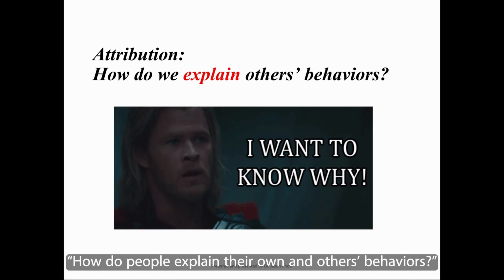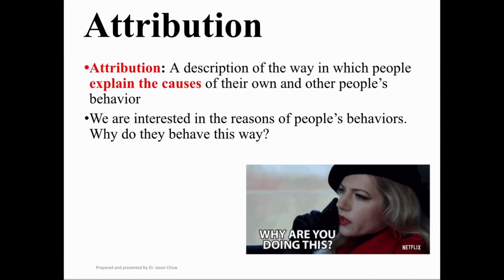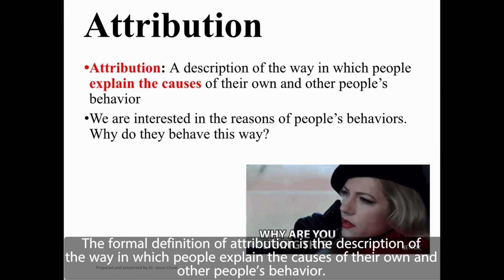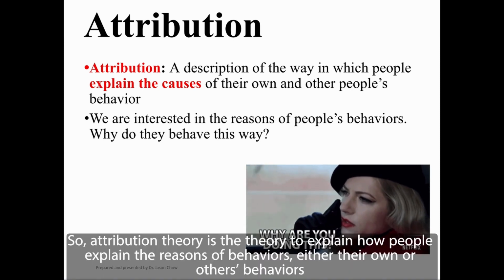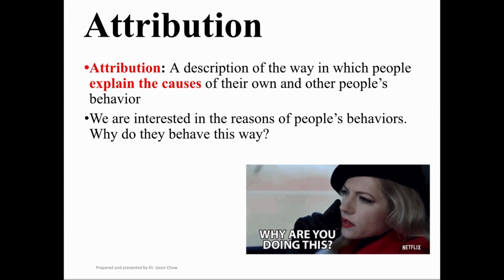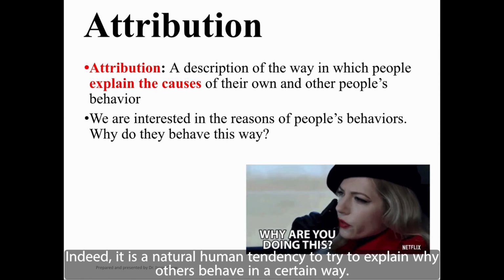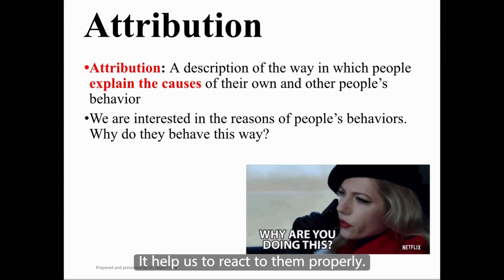How do people explain their own and others' behaviors? The formal definition of attribution is the description of the way in which people explain the causes of their own and other people's behavior. So, attribution theory is the theory to explain how people explain the reasons of behaviors, either their own or others' behaviors. Indeed, it is a natural human tendency to try to explain why others behave in a certain way. It helps us to react to them properly.